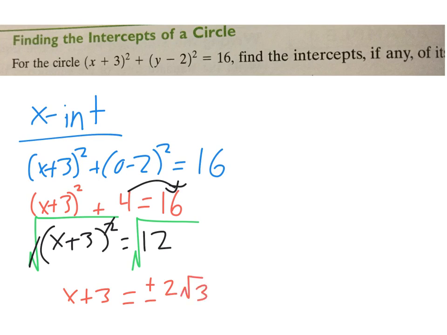Now the x is not by itself because there's a plus 3, so I move it over. So it's going to be negative 3 plus or minus this 2 radical 3.